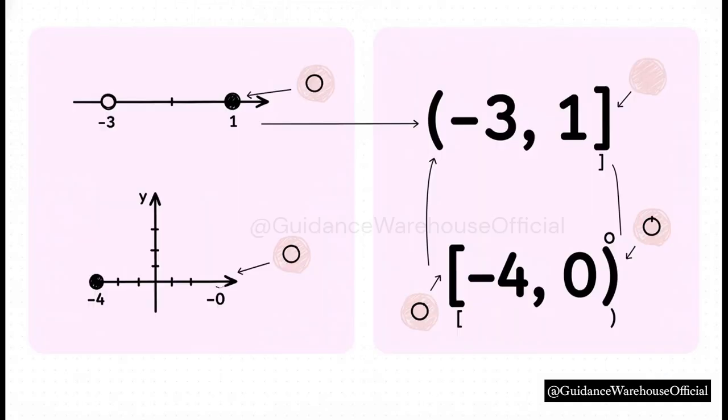So here's how we file our report using that interval notation. The open circle at x equals -3 tells us that -3 is not included, so we use a parentheses. The closed circle at 1 means it is included, so we use a square bracket. That gives us a domain of (-3, 1]. We do the exact same thing for the range, a bracket for the included -4 and a parentheses for the excluded 0, which gives us [-4, 0).